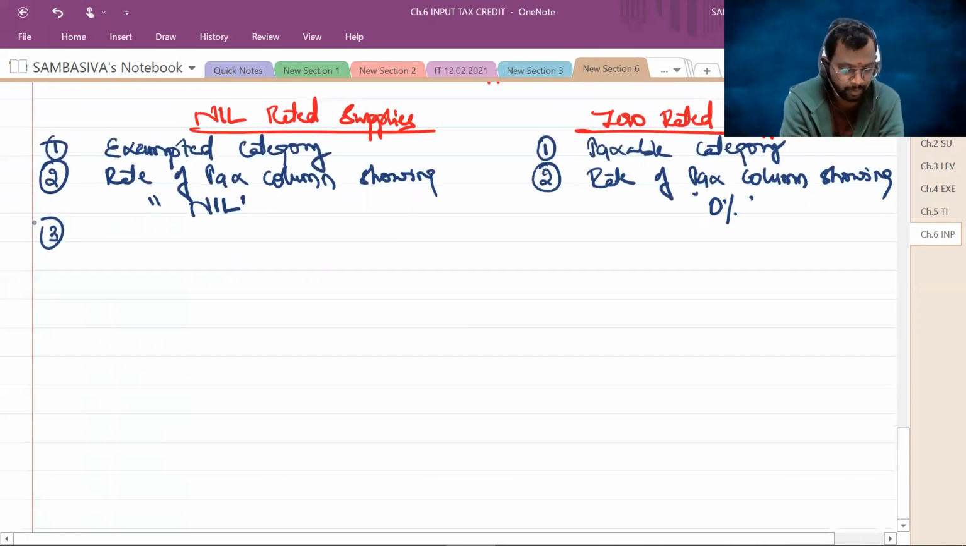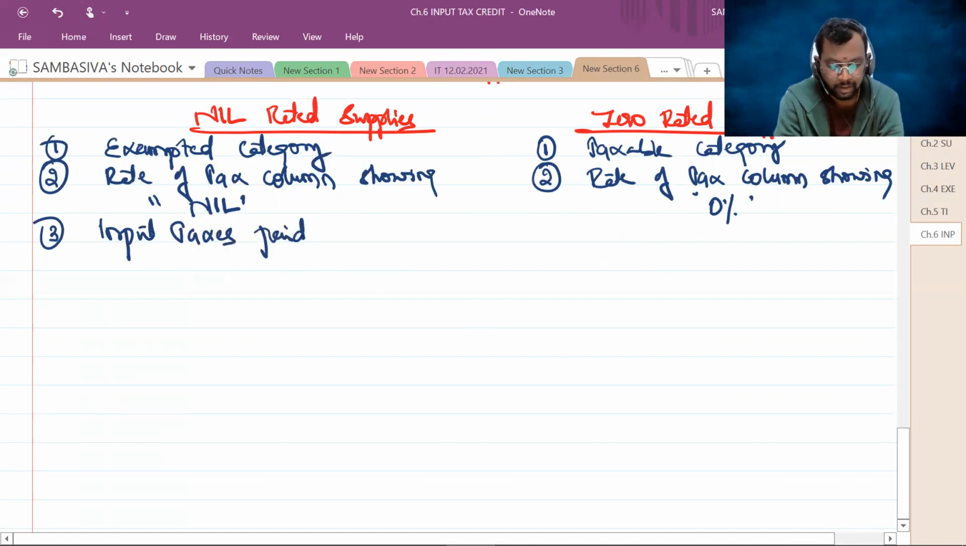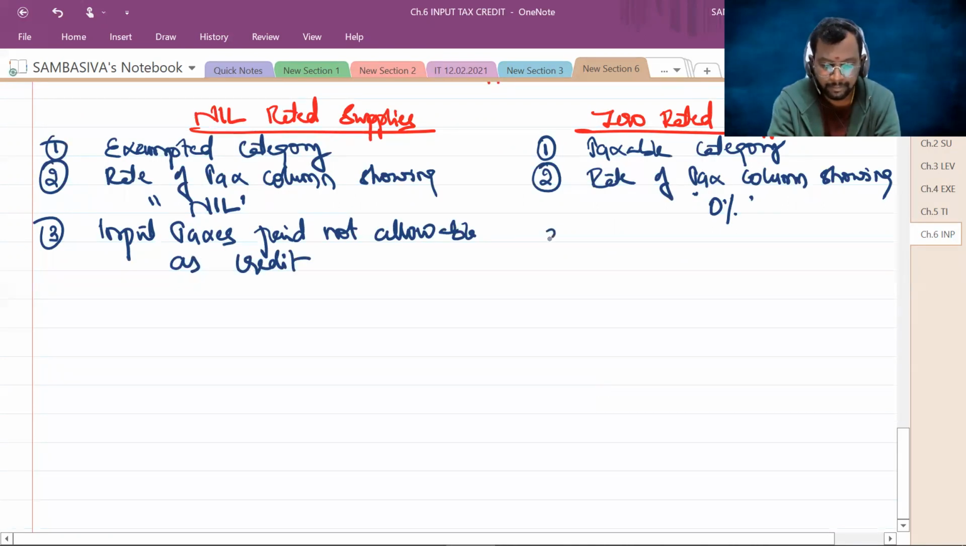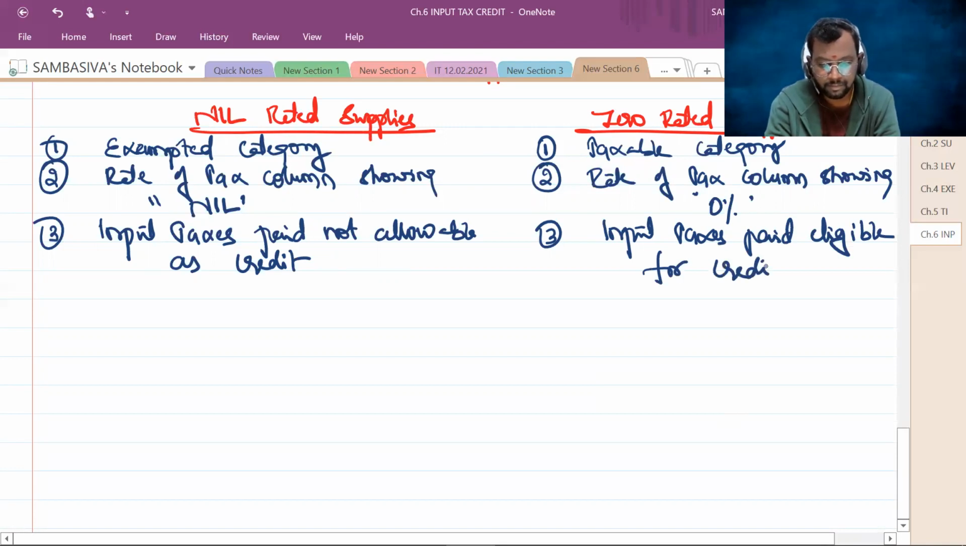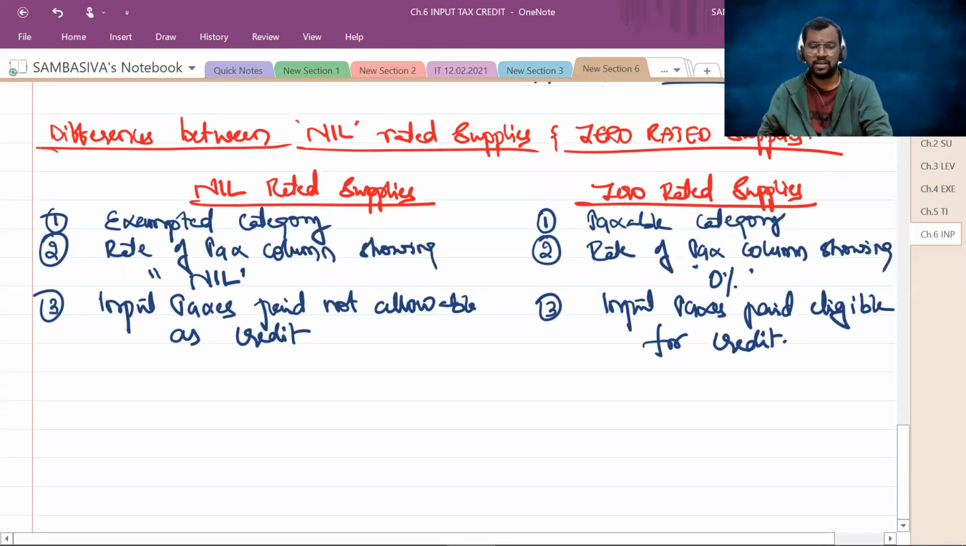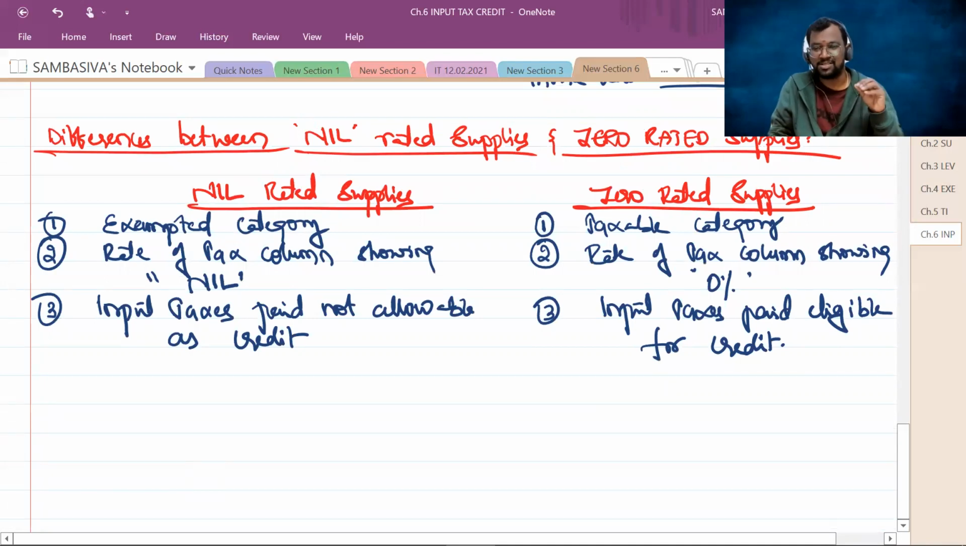Next, input taxes paid. Input taxes paid are not allowable as credit for nil rated supplies. Here, for zero rated supplies, input taxes paid are eligible for credit. So these are the differences between nil rated supplies and zero rated supplies.